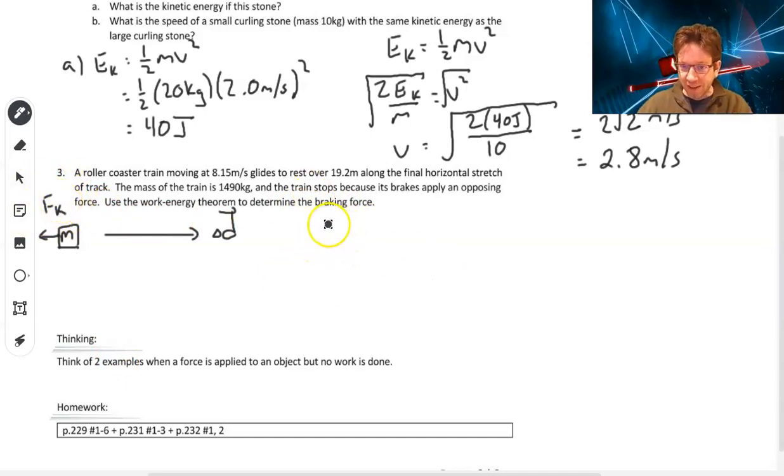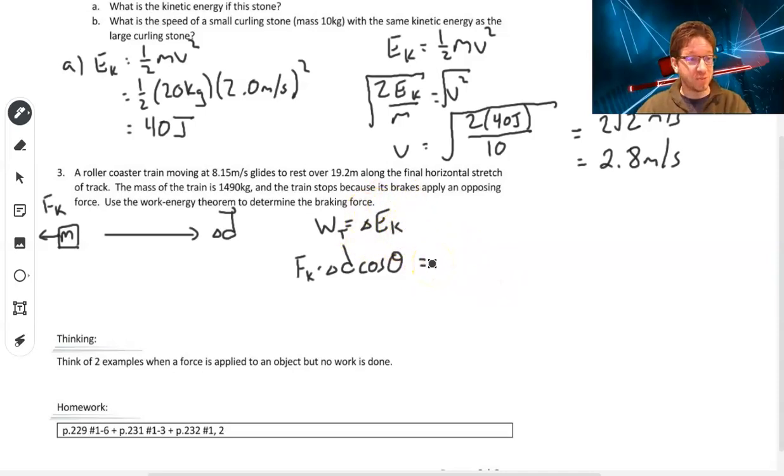So how do we do that? Well, we're going to use work equals the change in kinetic energy. Specifically total work, but in this case there's only one force acting on it. So the only force that's doing work is our braking force. If you want, you can call it FB. I've already written it as FK, times displacement times the cos of the angle between those two vectors, which equals change in kinetic energy.